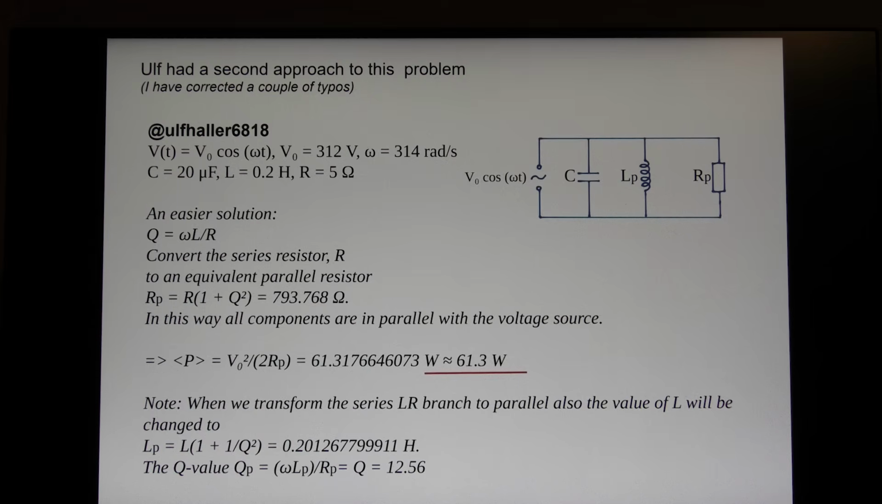So because the 3 are in parallel, we can now do a simple calculation of saying that the power consumed, which is all in RP, although RP is affected by the omega, because we're now looking at RP equals R1 plus Q squared. He now can work out that P is simply V0 squared over 2RP. The 2 comes in because we want the RMS. And again, we get 61.3 watts. And that is it.